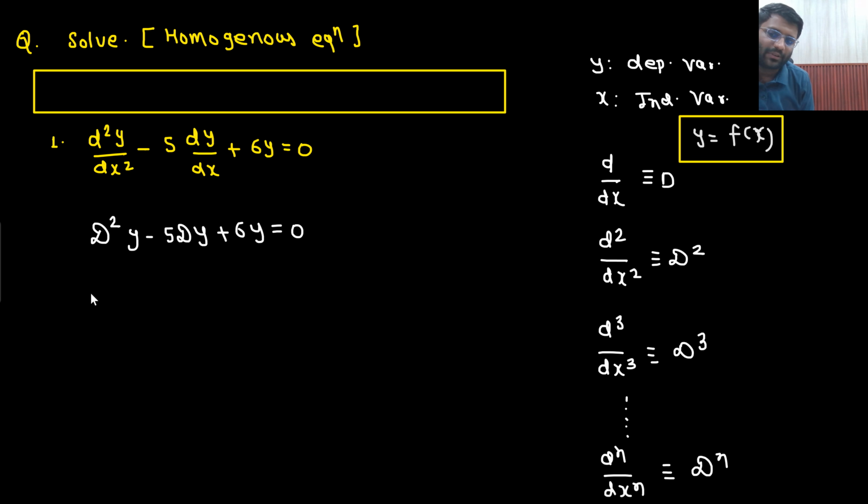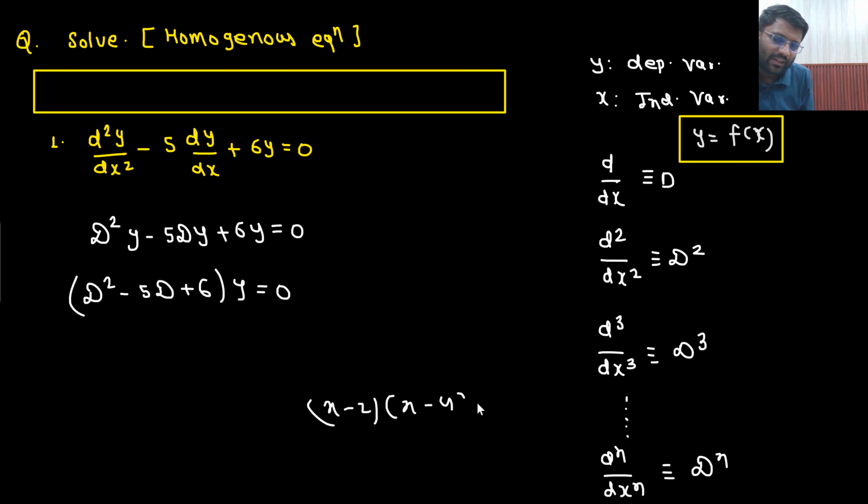Can you take y common? Absolutely, sir. (D squared minus 5D plus 6) into y equals 0. When you solve this equation, basically, if I write (x minus 2) into (x minus 4) equals 0, how do we solve it? Sir, either x minus 2 will be 0 or x minus 4 will be 0, or both of them will be 0.